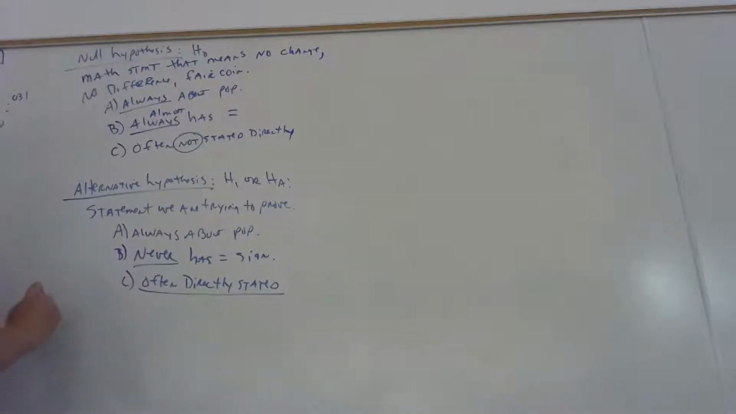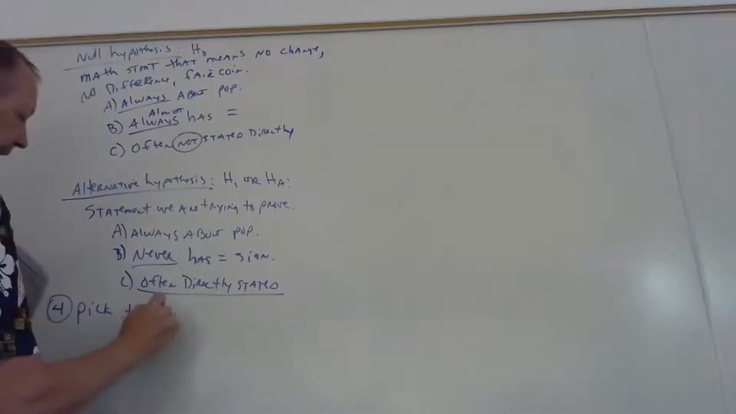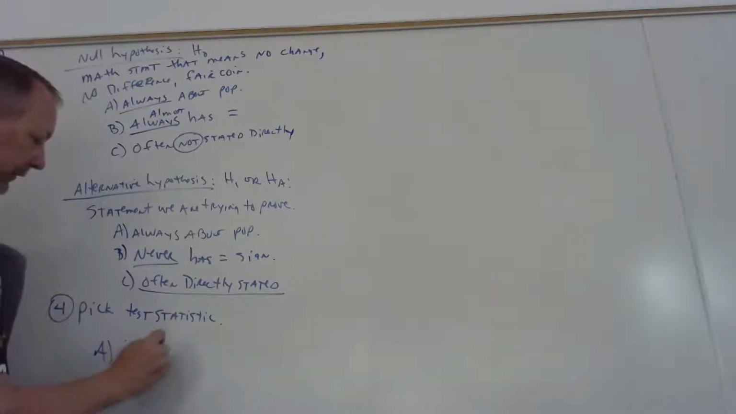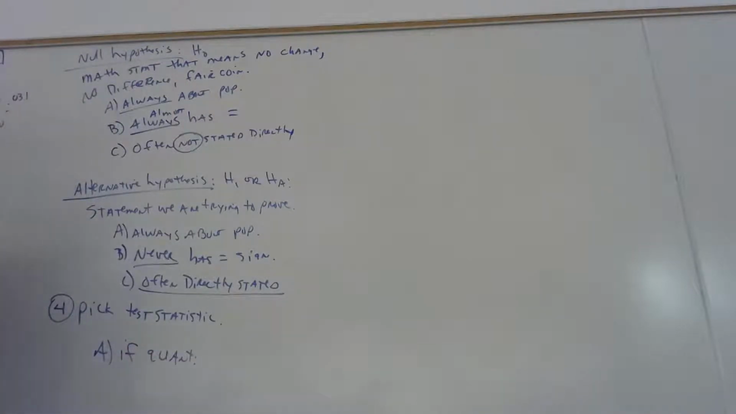Step number 4 is to pick the test statistic. Okay? So now this is going to be based on the answer to question number 2. Is your data categorical or quantitative? Okay? So if the answer is quantitative, okay, you have 2 options for the test. Okay? And I'm going to give you, so realize this is for the rest of class, so I'm going to introduce some stuff that you're not going to learn for a few chapters.